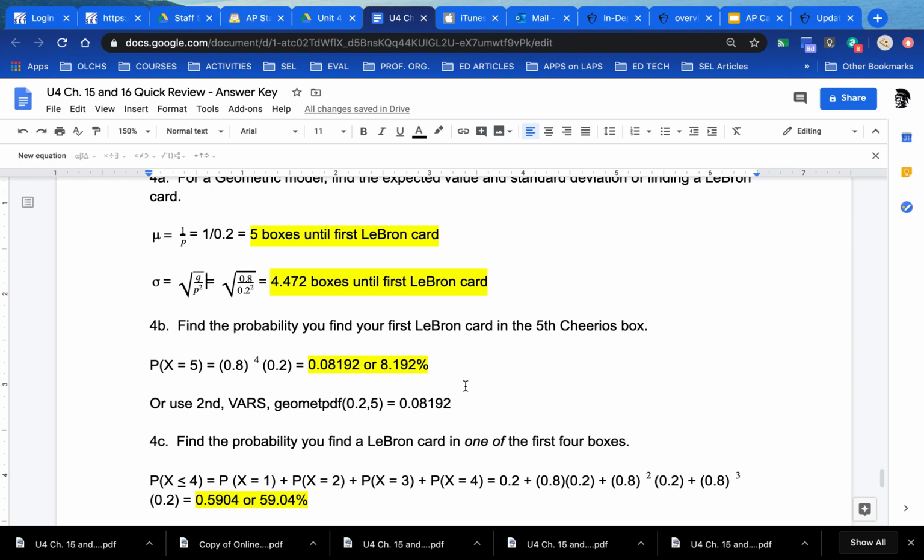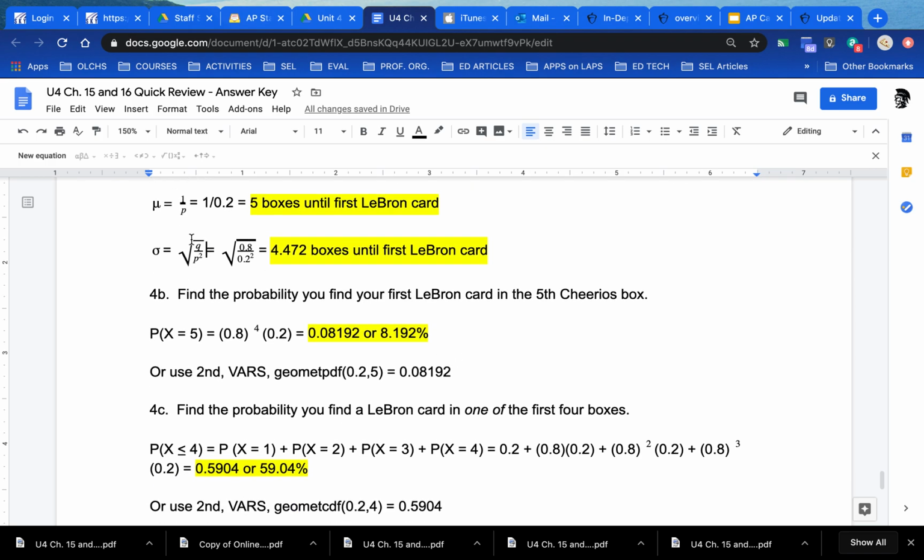Now we're going to put this to work. So this is just expected value and standard deviation. All you do for a geometric problem is either use your calculator or think like this. It says find the probability you find your first LeBron card in the 5th Cheerios box. That's like saying the first 4 you didn't find one. That's like saying fail, fail, fail, fail, success, which is like saying 0.8 to the 4th. That's the probability of not getting LeBron 4 times in a row, the same probability each time, and then times 0.2.